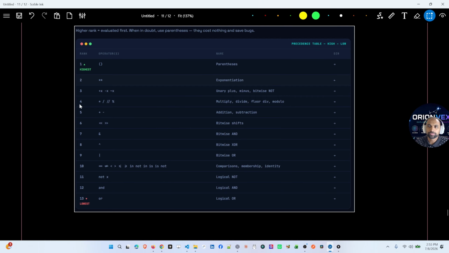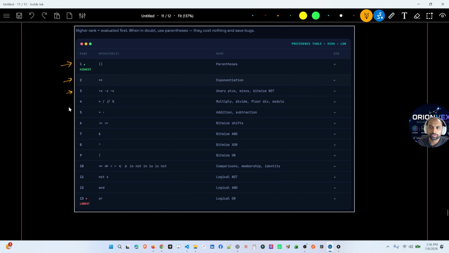There is a rank for each one. The first rank goes to the parentheses. Whatever is available inside the parentheses is given importance and will be executed first. Then the second rank goes to power or exponentiation. Then it goes to unary plus, unary minus, and bitwise NOT, the complement of that value. It is given importance in that order.